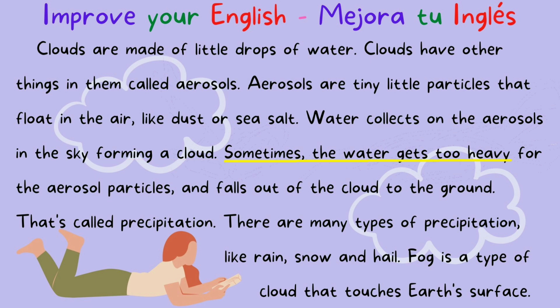Sometimes the water gets too heavy for the aerosol particles and falls out of the cloud to the ground. That's called precipitation. There are many types of precipitation, like rain, snow, and hail. Fog is a type of cloud that touches Earth's surface.